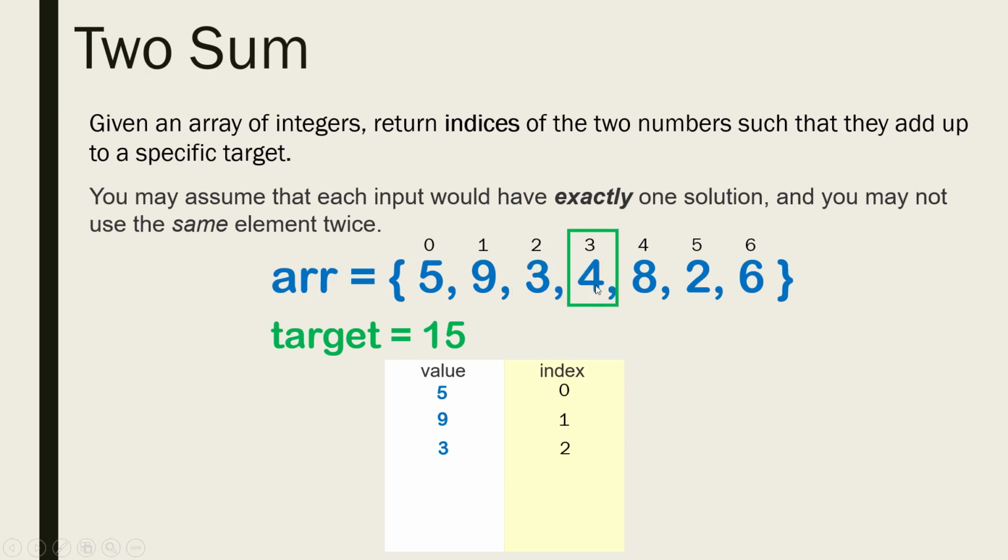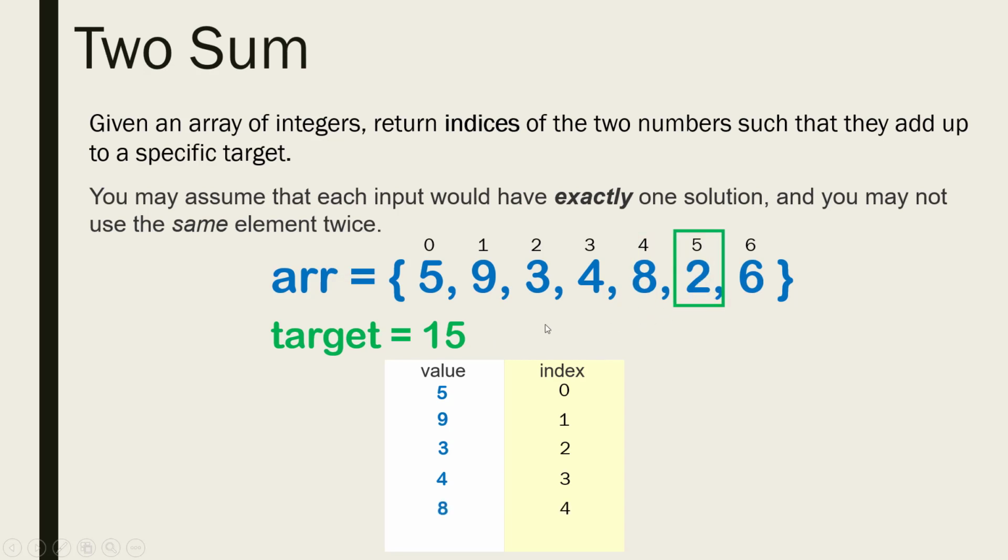Next, 4. 15 minus 4 is 11. Is 11 in the table? No, so let's put 4 here as well. And then 8. 15 minus 8 is 7. 7 is not on the table, so let's put it there as well.